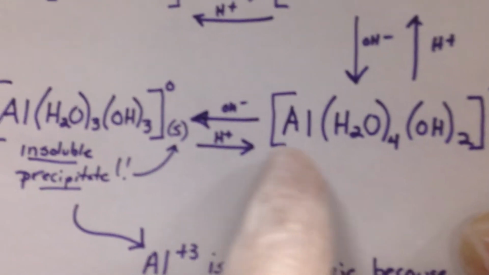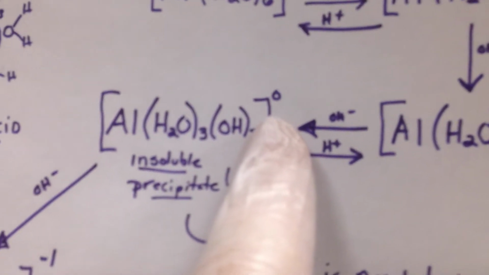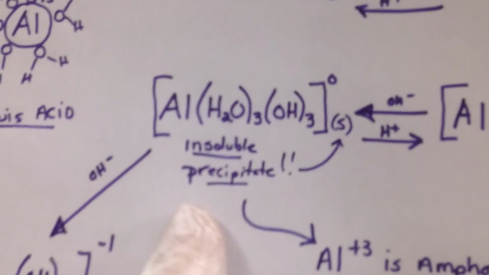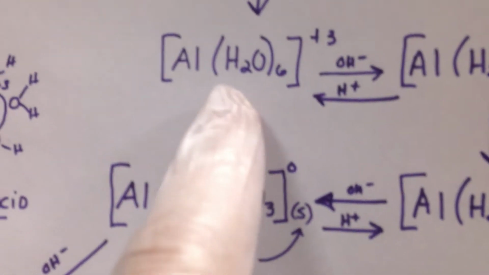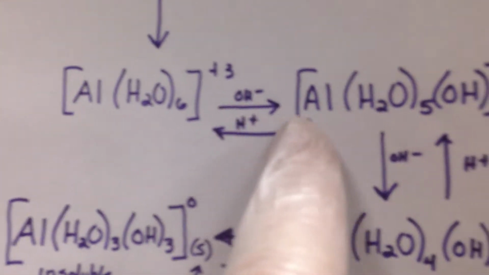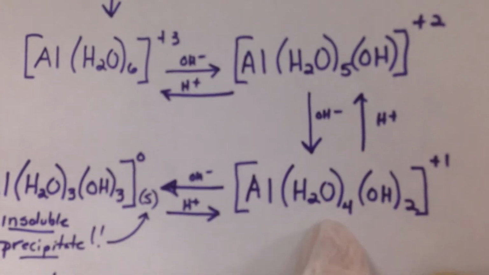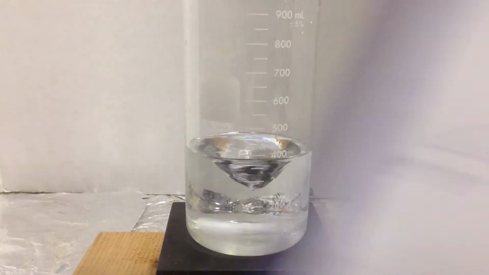And then one more, it goes to 0. And this is special. When this complex goes to 0, water cannot dissolve it anymore. And it's a solid, it's a precipitate. So as I add base to this, we should see a precipitate occurring.